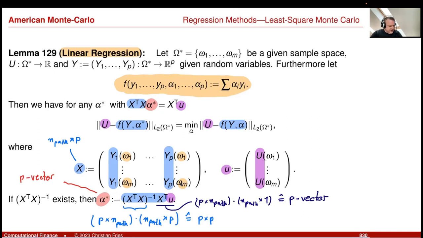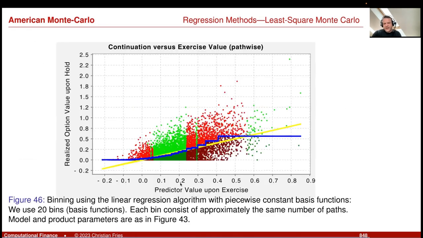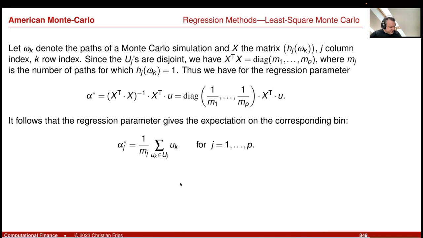With this definition, let us reinterpret the matrix X and the stuff that we do here. What is X transposed X inverse and what is X transposed U? What is this in this case? For this choice, look at X transposed X. X is the matrix where every column is an indicator function, whether I am on bin 1, 2, or 3. Because the bins are disjoint, y_i multiplied with y_j is 0 if i is not equal to j, because you have entries 1 at different locations. So X transposed X is a diagonal matrix.